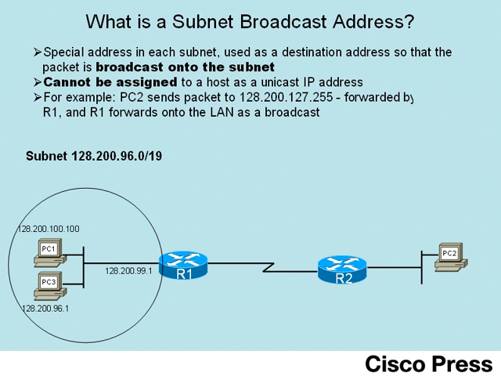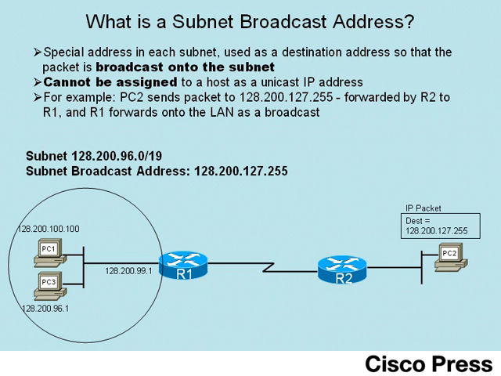For instance, here, PC2 is going to send an IP packet to address 128.200.127.255, which is the subnet broadcast address of the subnet on the left. So let's take a look at what happens. First of all, PC2 sends its packet, and as usual, PC2 says, "All right, this packet is destined to an address in a different subnet. Let me send the packet to my default gateway, in this case R2." R2 makes a simple routing decision and says, "Oh, the subnet that this address is in is on the left. Let me send this packet over to R1."